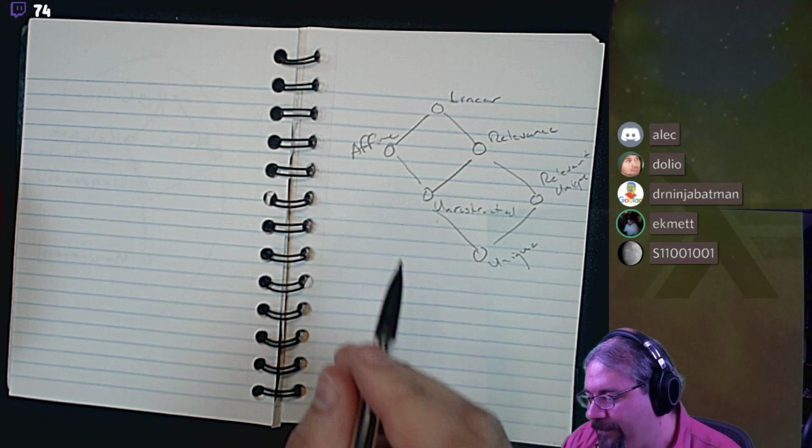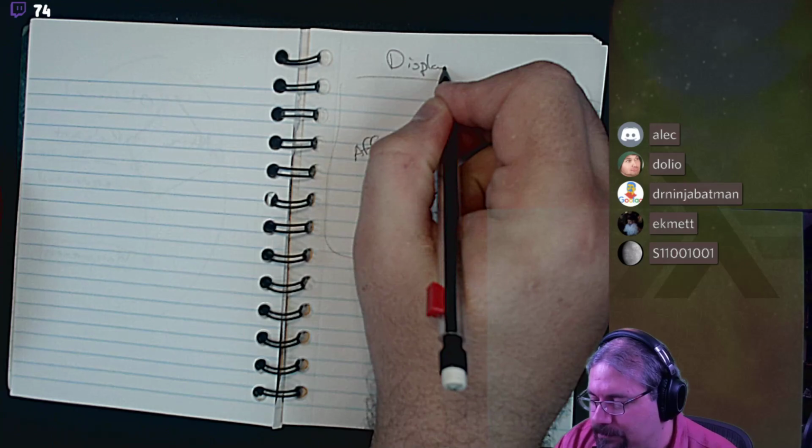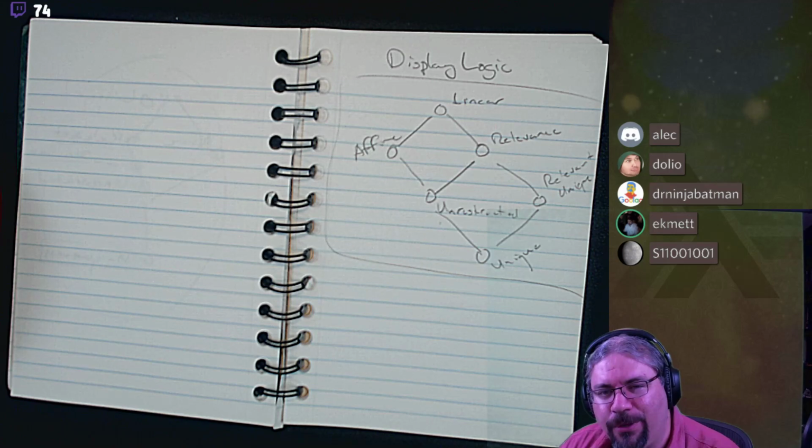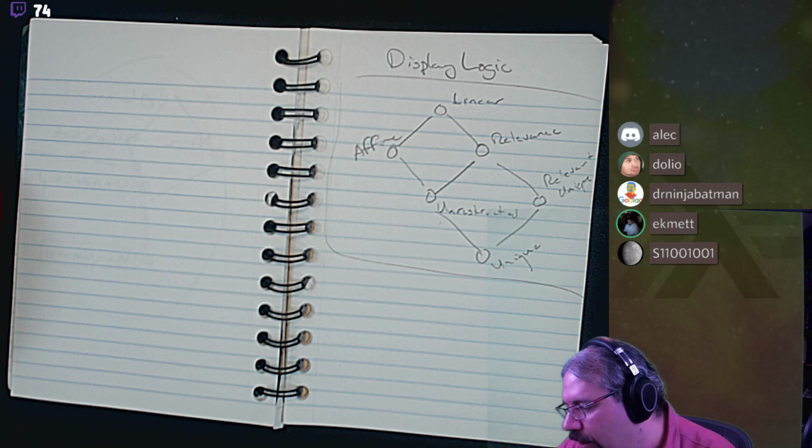But basically the vehicle that I was using to do this is something called display logic. And display logic is a logic by a guy named Nuel Belnap, the same guy who invented relevance logic. And it's basically a series of local properties that you can put on each one of the connectives in your logic to prove the admissibility of cut. And I'm way off in the weeds here.